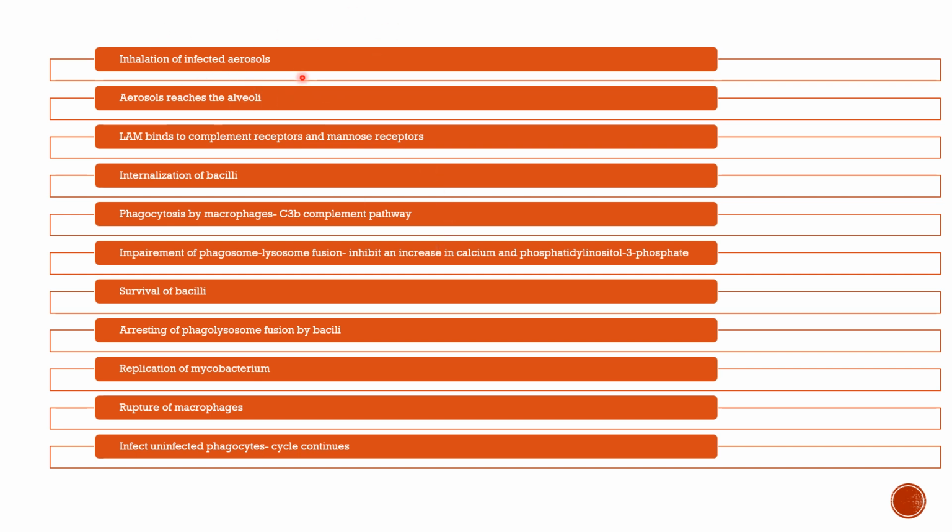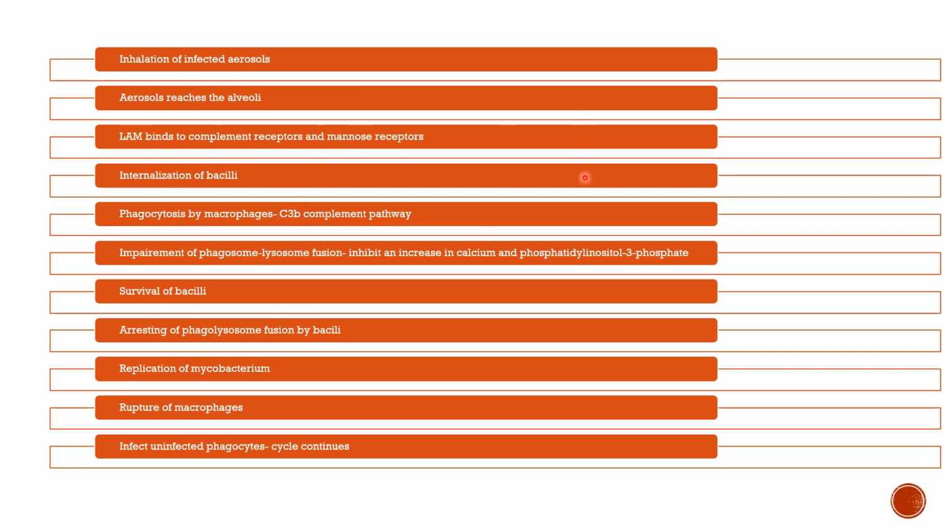Once in the alveoli, the LAM I told you about, present in the mycobacterium cell, binds to the complement receptors and the mannose receptors that are present on the surface of the macrophages there. Once they are bound to the macrophages, internalization of the bacilli occurs.